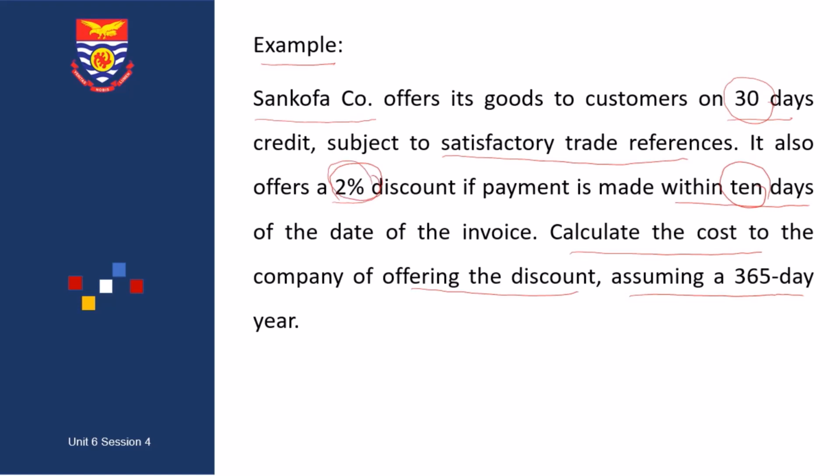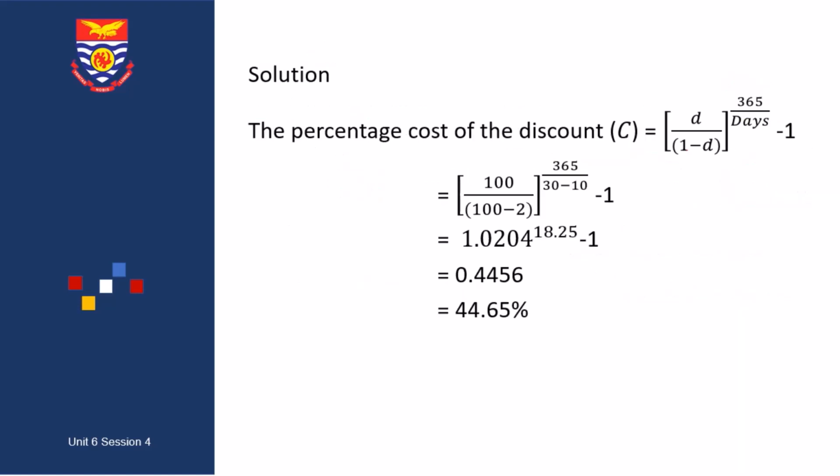Right, so we have all the elements that we need in the formula. So let's see how to go about it. Good. So we are to find the percentage cost of the discount. We have D over 1 minus D. All right, so let's continue. We are finding the percentage cost, so we've defined the formula here.